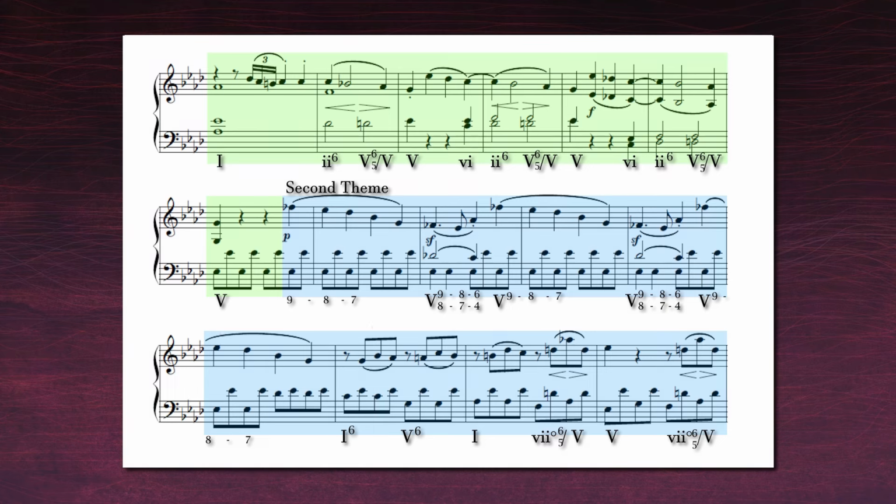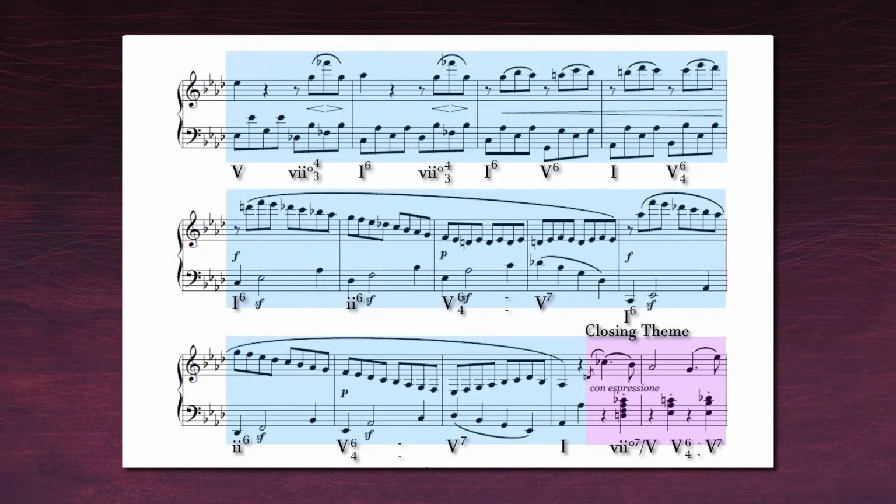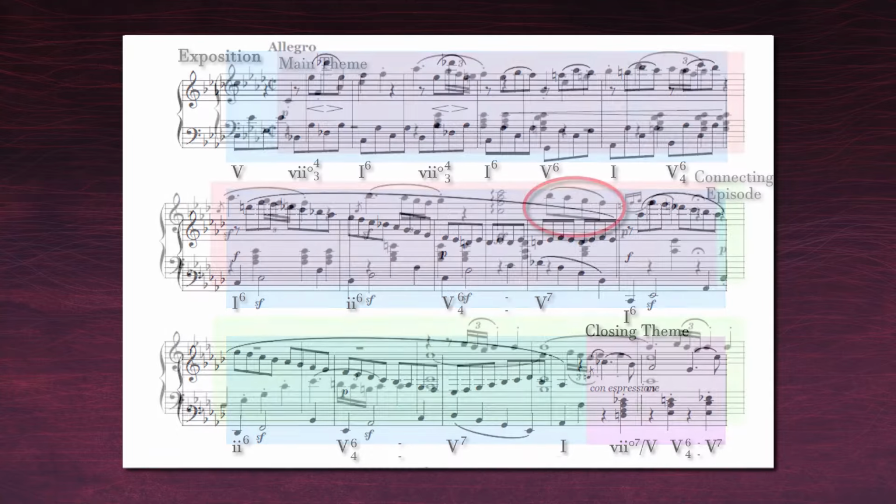The theme continues to develop, adding tension until measure 33, where a descending scale outlines a chord progression of 1 to 2 to 5. This descending scale is the blossoming of the seed planted back in measure 7.